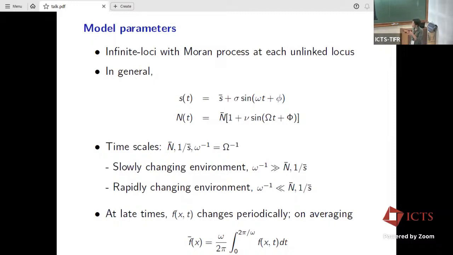So we can define this very general model, which has lots of parameters. There's a mean, there's amplitude, different frequencies. There could be a phase difference between selection and population size. So there's a lot of parameters, and we can make some analytical progress. But today I will describe basically only this case, which is when the environment is changing very slowly. And we can look then at how the mean F averaged over one period of time changes. What is that value?